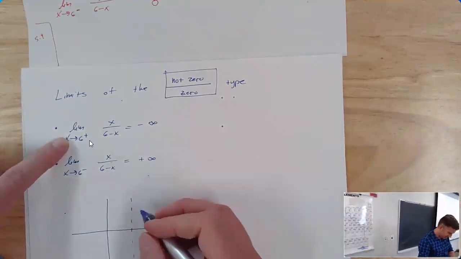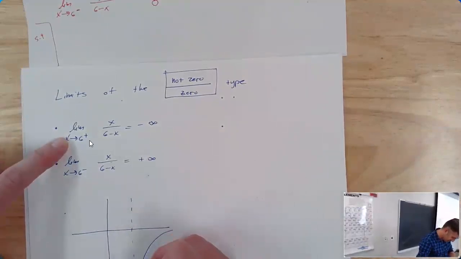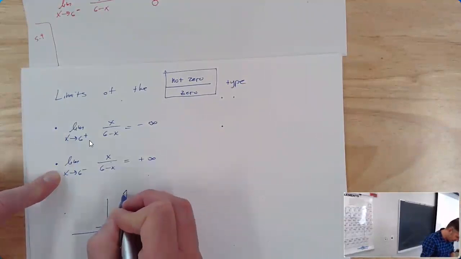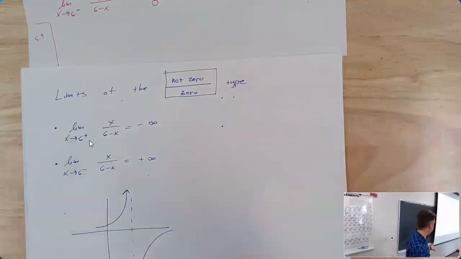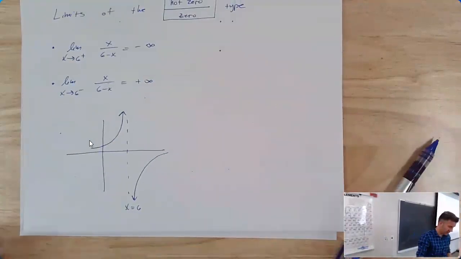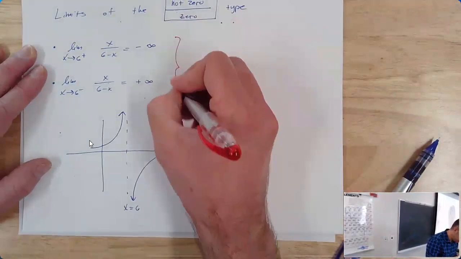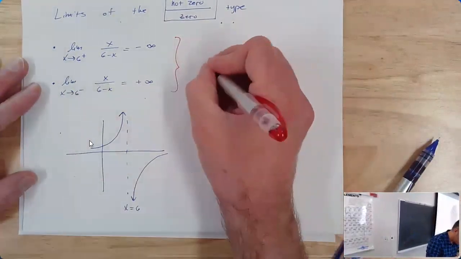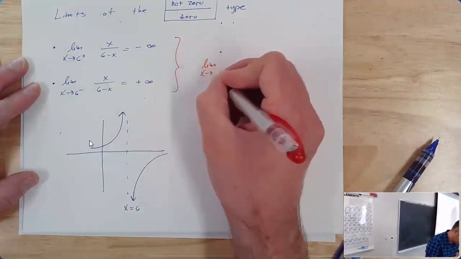From the right side of 6, we're going down to minus infinity. From the left side of 6, we're going up to positive infinity. I don't know what the rest of the graph looks like. I'm just saying I know around the asymptote, that's what's happening. And then if we were asked about the two-sided limit, we would say, oh, well, since the left side and the right side are doing different things, the two-sided limit would be not existing.